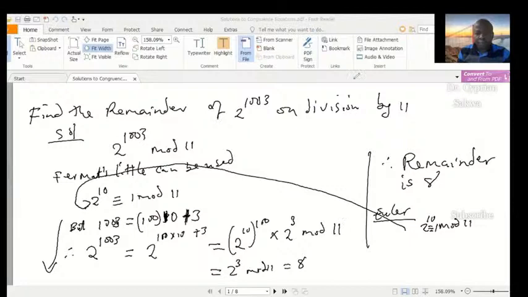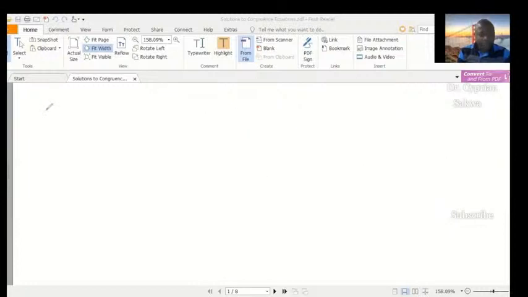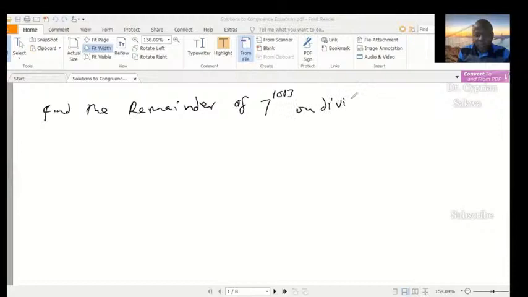Now let's look at another example. The example is: find the remainder of, I want to make it a bit different, 7 raised to 1,003 on division by 12. So mathematically, what this means is: find 7^1003 mod 12.